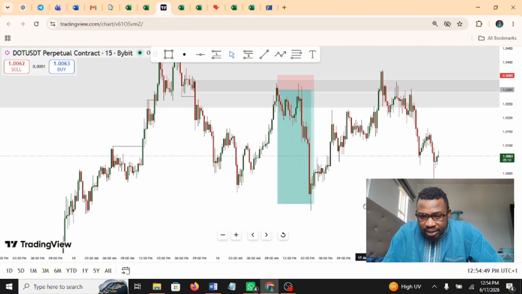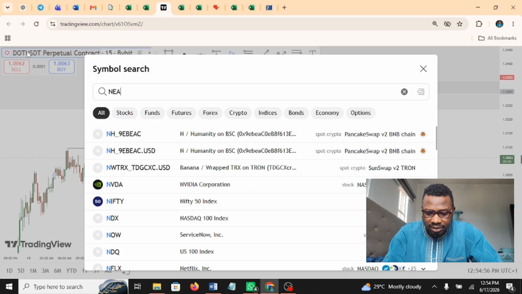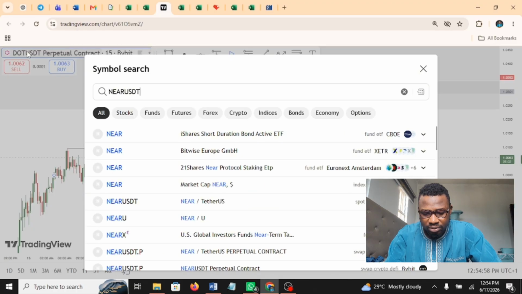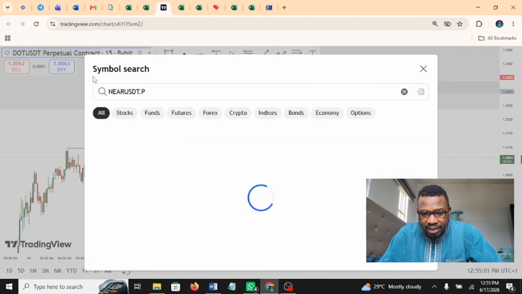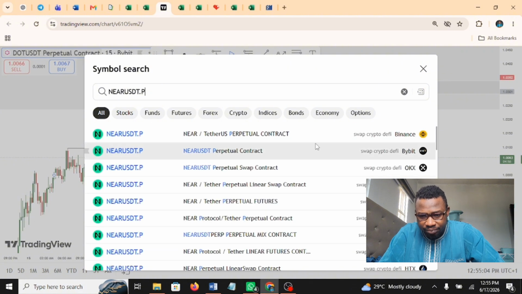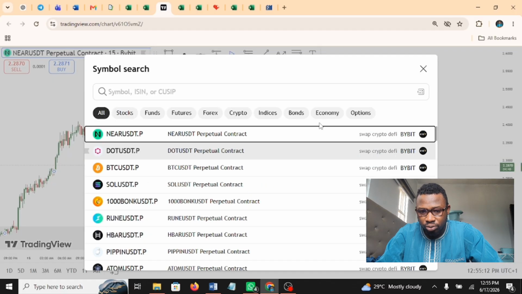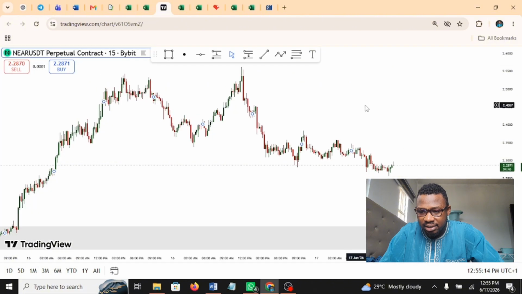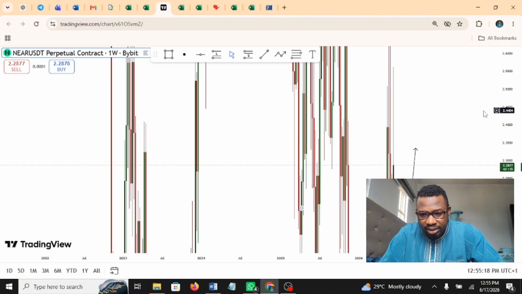Now let's go in guys, let's go to my chart. So this is it. This is my chart here. Let's look at NEAR USDT. I think I already have a setup there, but I will clean up the chart. So we'll just analyze the chart. I will explain it here, so we know what to do with that. So this is NEAR USD. Let's look at the weekly time frame.